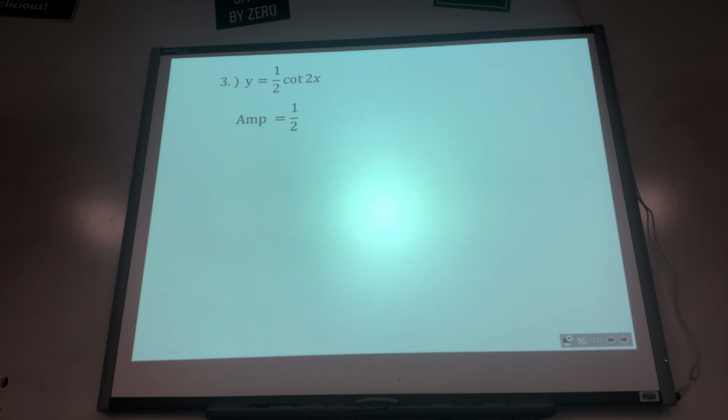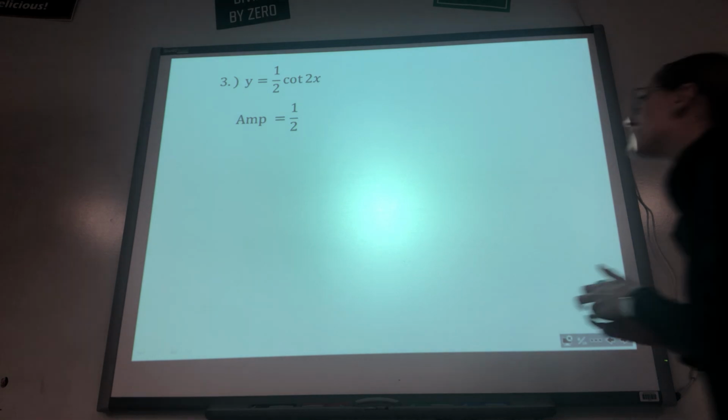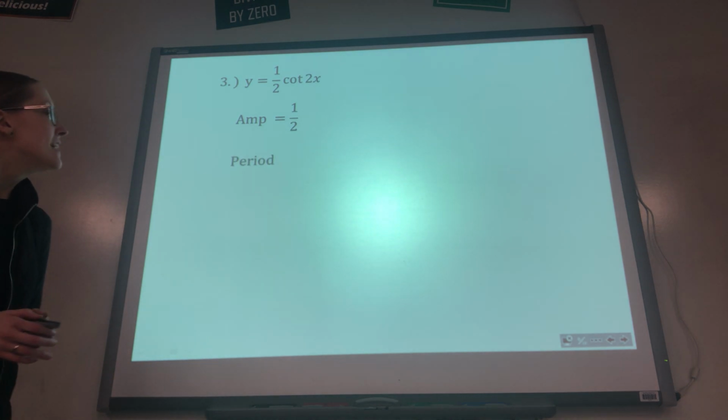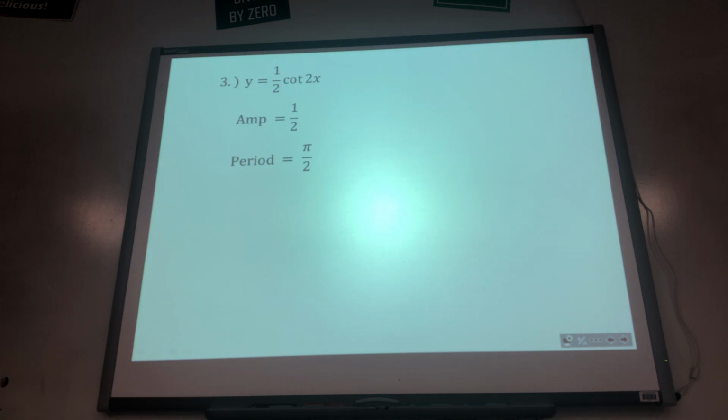1/2. Now, the period is going to be different because it's not just cotangent of x, it's cotangent of 2x. So I have to take that pi and divide it by 2, and I'm just going to leave that the way it is. Period is pi over 2. That is different than the parent function. So I need to go through these steps another time to figure out where my new values will be.